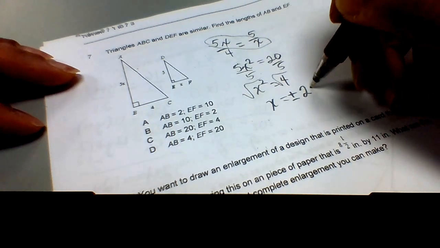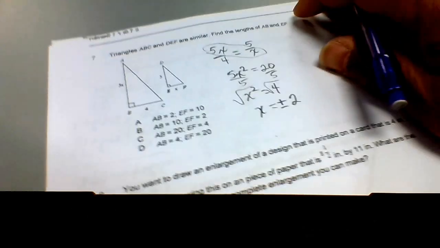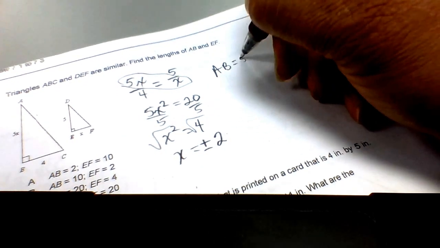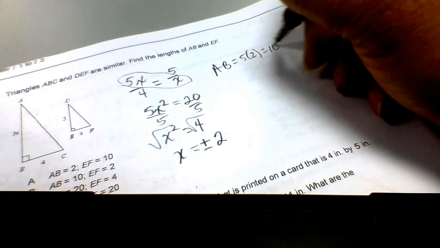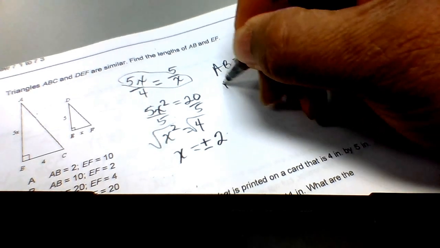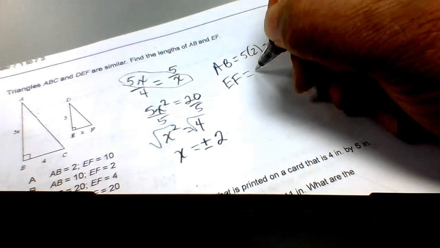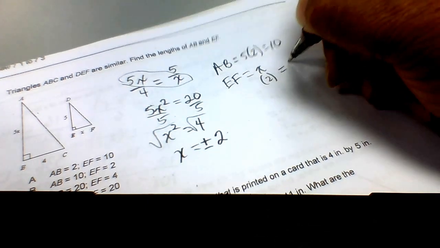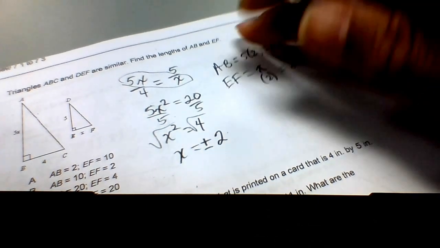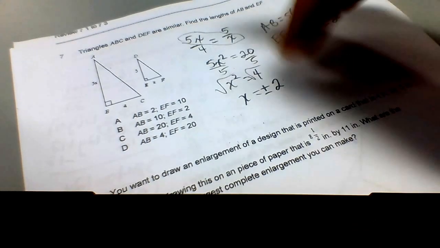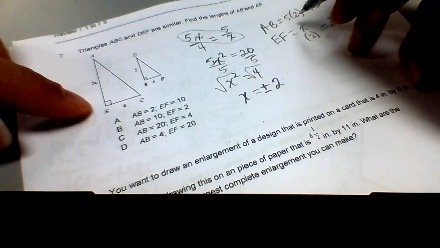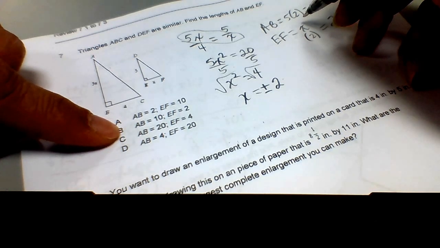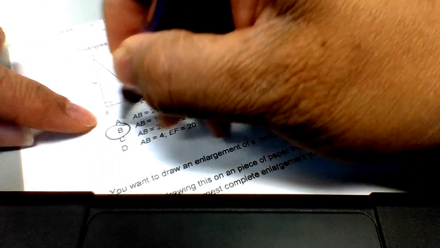I plug 2 back in to the original equation. So AB then is going to equal 5 times 2, which is equal to 10. And EF is equal to x, which is 2. So 10 and 2. And if you take a look at that, AB is not 2. AB is 10, and EF is 2. So B.